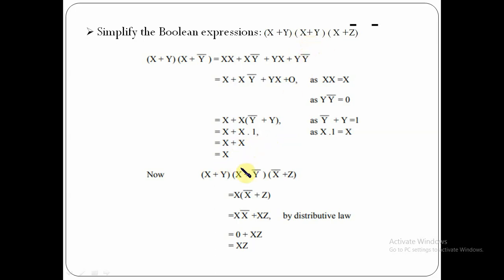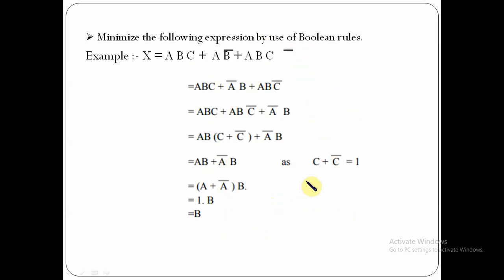Then you take the third bracket also, that is X plus Y bar and X bar plus Z. Then from the first two brackets you get X, that is X, X bar plus Z. Then again we apply the multiplication rule, X bar X Z. By distributive law, X bar X we take as 0, what remains is XZ, that is our final equation for this expression. When you use different types of laws, you get such final equations.